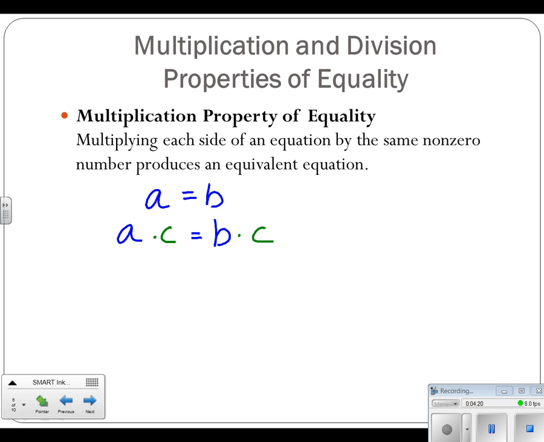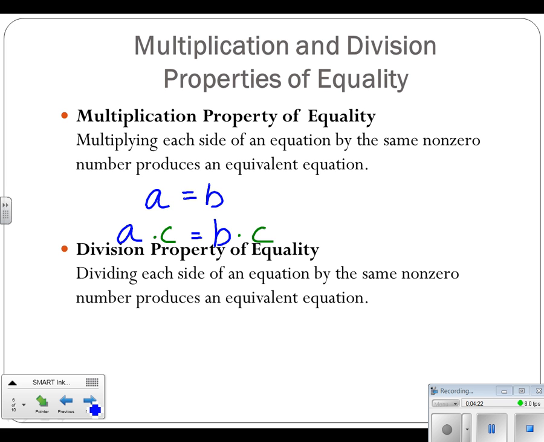The division property says the same. Dividing each side of an equation by the same non-zero number produces an equivalent equation. If I had A is the same as B, if I take A, divide it by C, and take B and divide it by C, it would remain true because I'm doing the same to both sides.